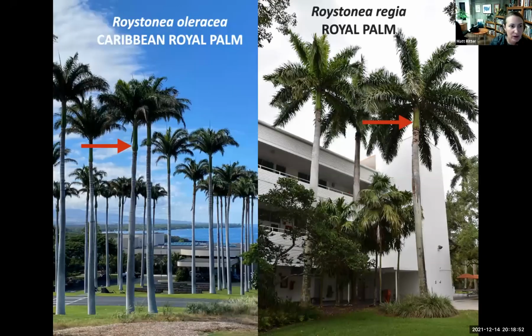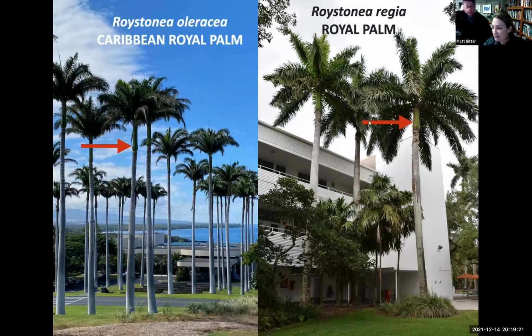Two really common palms that you can see in the landscape all the time are Roystonea oleracea, the Caribbean royal palm, or Roystonea regia, the royal palm. And both of these palms have a crown shaft. So that's what these red arrows are pointing to. You can see this bright green. They're not always bright green. In some species, sometimes the color is indicative of what species you're at. But here are these 2 palms.